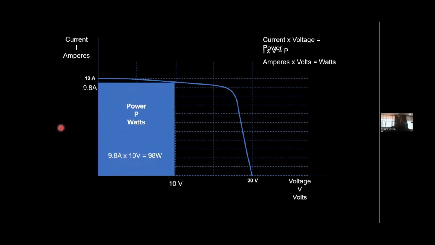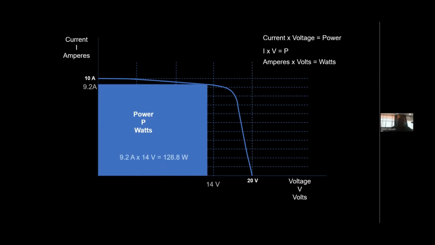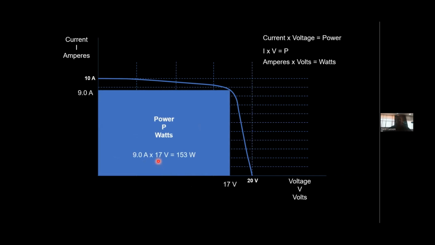And if we change that, now it's 9.4 amps and 11 volts, and this is the power. So as you change the voltage and the current, you're changing the power, because the power is the voltage times the current. Okay, so that's what this visually shows you. The voltage times the current gives you the power.